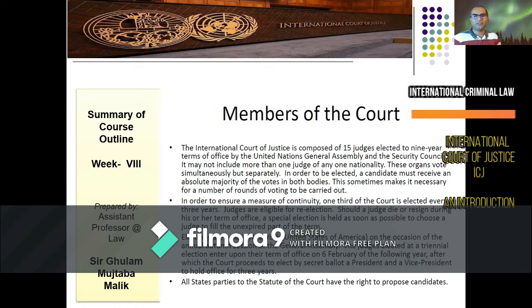Judges are eligible for re-election. Should a judge die or resign during his or her term of office, a special election is held as soon as possible to choose a judge to fill the unexpired part of the term. Elections are held in New York on the occasion of the annual autumn session of the General Assembly. The judges elected at a triennial election enter upon their term of office on 6th February of the following year, after which the court proceeds to elect by secret ballot a president and vice president to hold office for 3 years. All state parties to the statute of the court have the right to propose candidates.